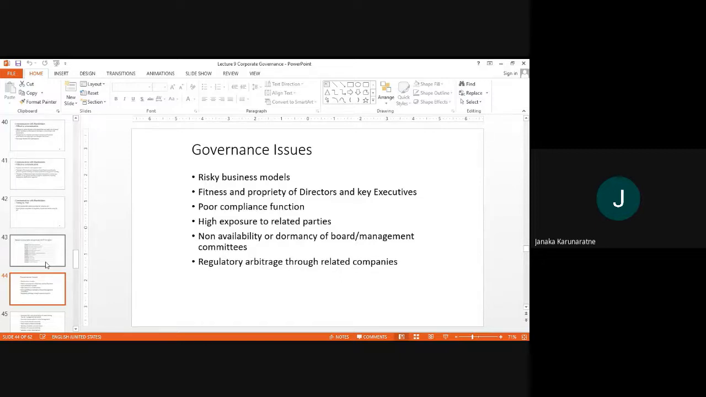Then fitness and propriety of directors and key executives. Always when directors and key executives are not fit to serve in the organization, that has led to certain problems. That's why in the case of banks, the regulators have specified certain requirements for the directors. What is that? Let me ask a question. How do regulators assure that? Anyone? In the case of Sri Lankan banks, how do they do it?